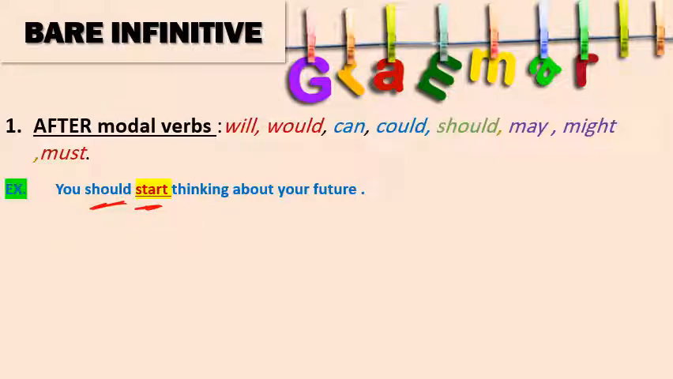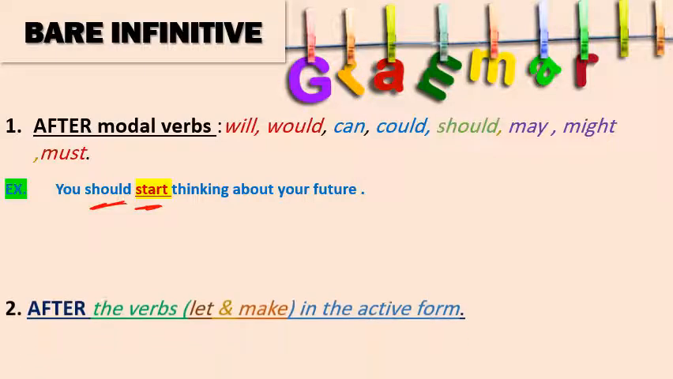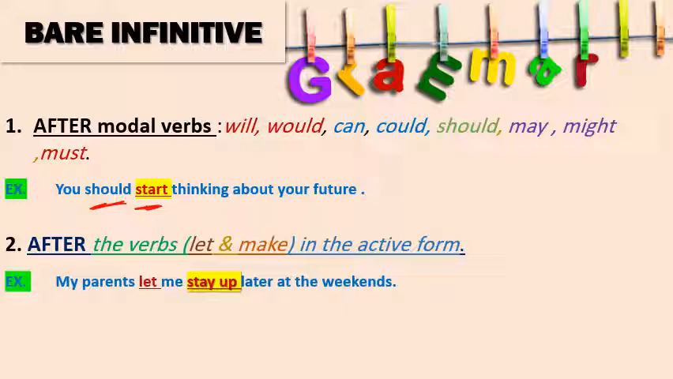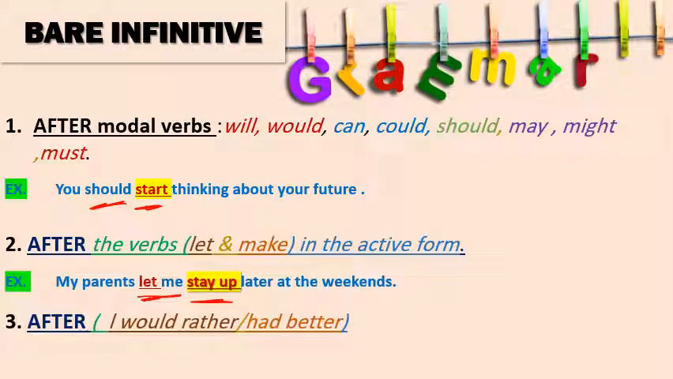We also put bare infinitive after verbs like let and make in the active form. For example, my parents let me stay up. The verb is let, the object is me, and the main verb is stay up without any additions. We also put bare infinitive after would rather and had better. For example, I would rather go, without any additions.